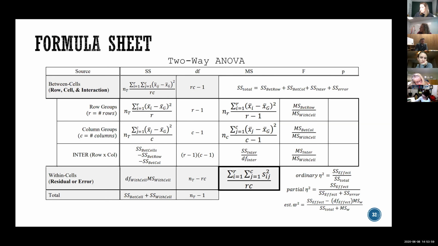Okay, so here's the formula sheet where I put all this stuff. No memorizing all these formulas, just know where to find them. Okay, we ready to take a break? We'll come back, we'll talk about effect sizes and writing up APA and get that homework started.